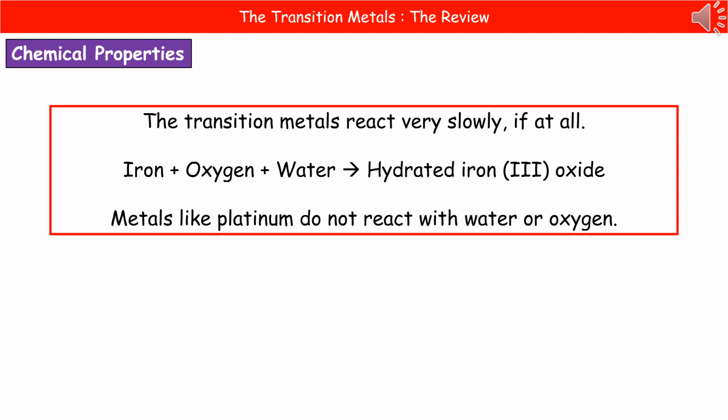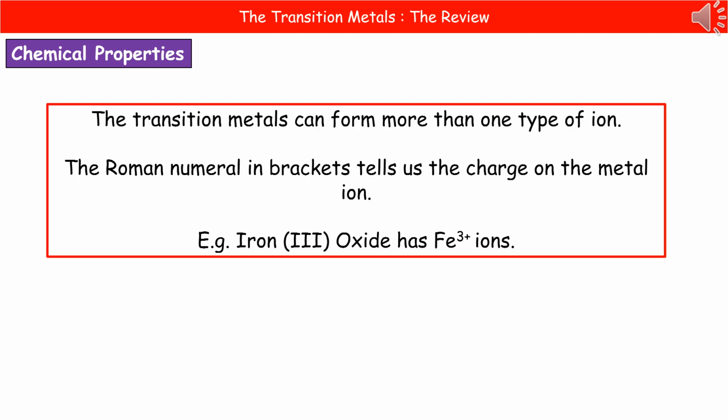If we consider some of our other transition metals, things like platinum for example, then they do not react with water or oxygen, which is why that makes really good jewellery, because it's not going to react with the oxygen or the water that you come into contact with while wearing it. The other thing to bear in mind is that when we're talking about our transition metals, they can actually form more than one type of ion.